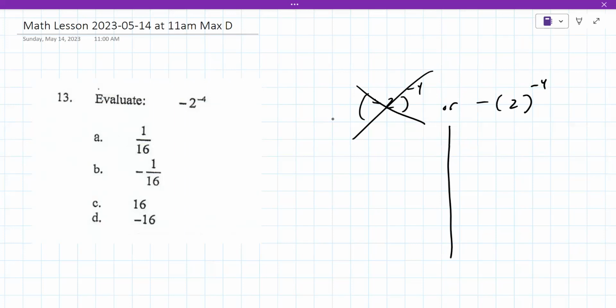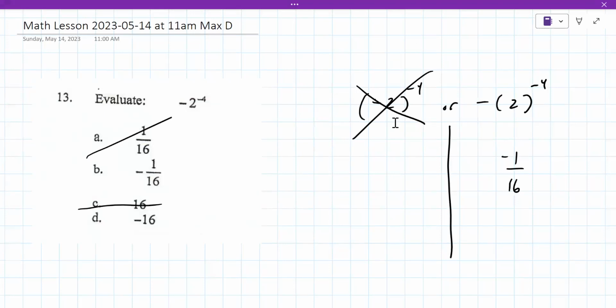It would be 2 times 2 times 2 times 2. 4, 16. It would be -1/16. Very good. Really good. Yeah. So because you know it's negative, you actually can eliminate a couple of answers if you need to, right?